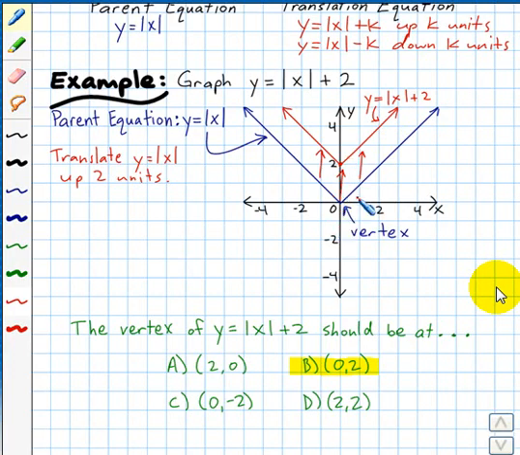All right, that wraps up our example. Remember, when working with translation equations, to understand the relationship between the parent equation, y equals the absolute value of x, and the translation equation. A plus k in the equation means shift the graph upward, and a minus k in the equation means shift the graph downward. Great job working with vertical translations, and work well.